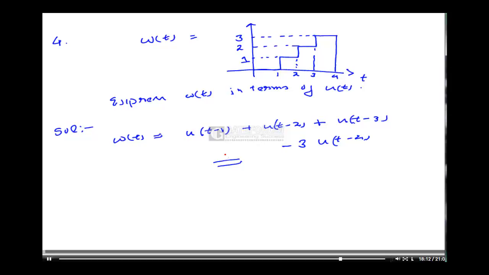Just see it once again. This waveform is starting from t equal to 1, so u(t minus 1) is the proper way of starting this. At t equal to 2, again 1 is added, so it will become u(t minus 1) plus u(t minus 2). Again at t equal to 3, 1 more is added, so u(t minus 1) plus u(t minus 2) plus u(t minus 3) gives amplitude 3 at t equal to 3. At t equal to 4, amplitude is suddenly going down to 0. That means 3 is getting subtracted from this waveform. So subtracting 3 at t equal to 4, we just write minus 3 u(t minus 4).